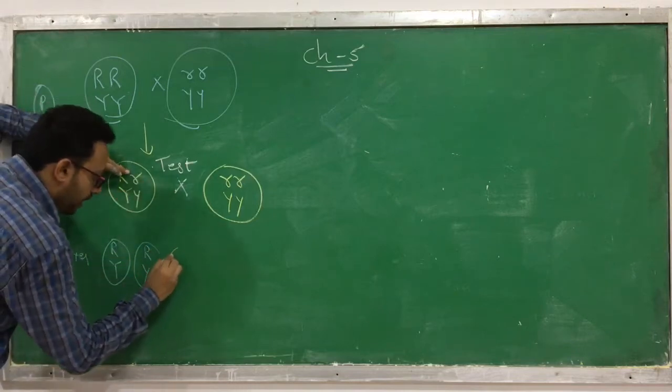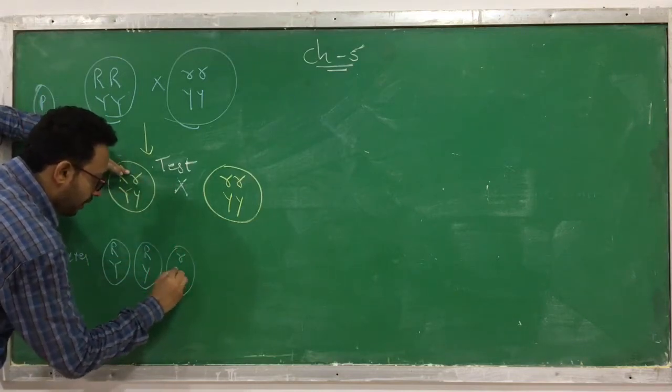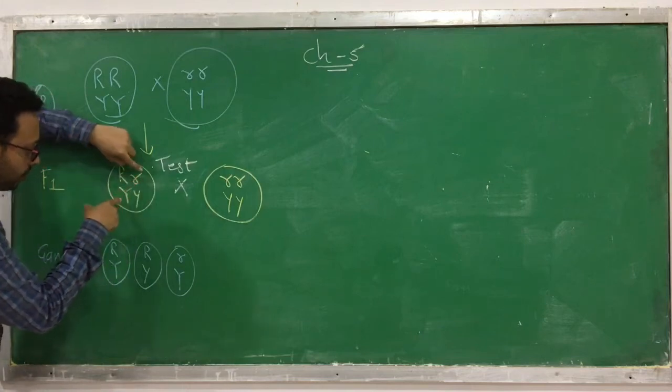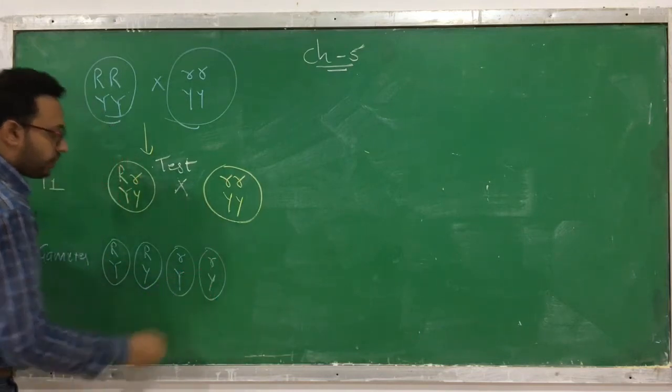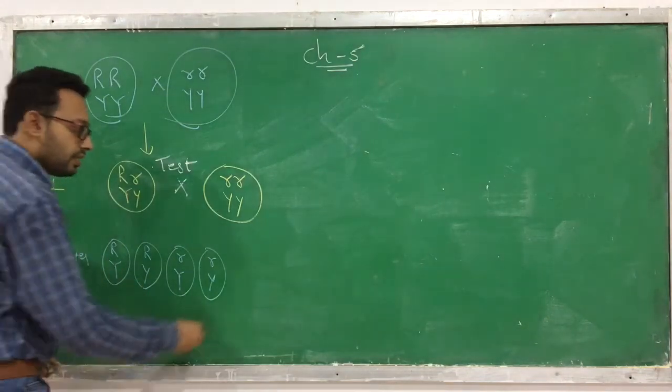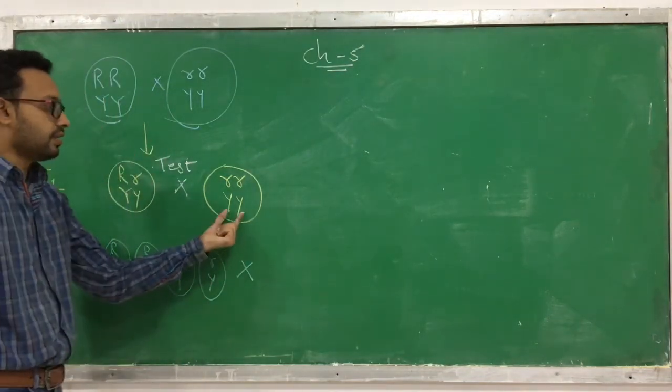Next, small r, capital Y. Small r, capital Y. The fourth gamete is small r, small y. Okay, so these are the four gametes that is crossed with here.